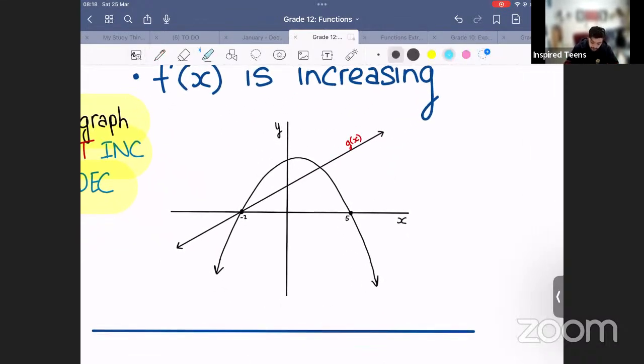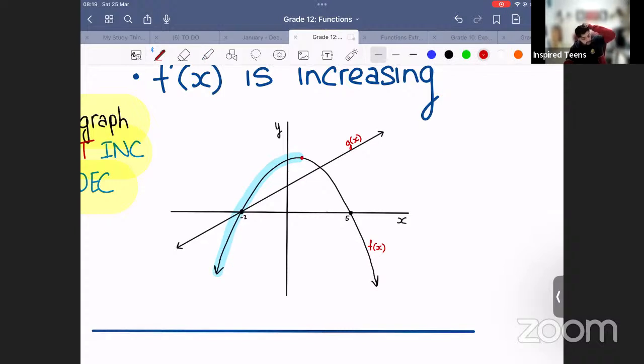Your first job is to identify which part of the graph is increasing. f of x is the parabola, by the way. We have to figure out which part of this graph is increasing, and we can see that it's from where it starts to somewhere around the turning point.